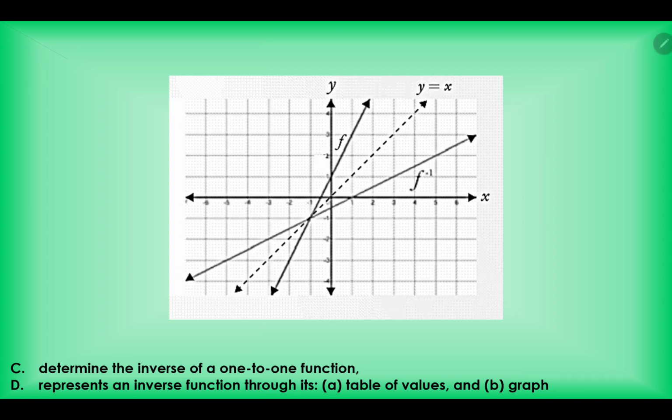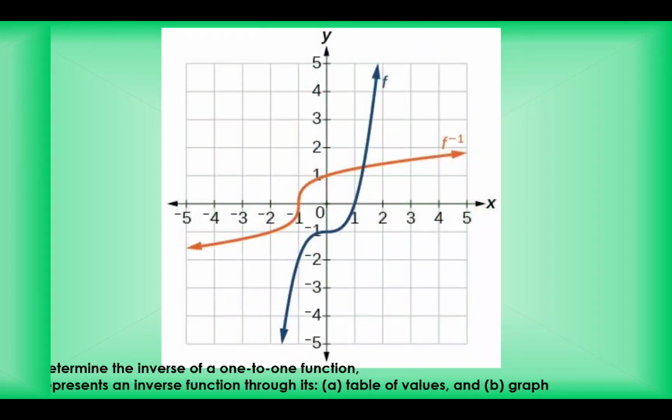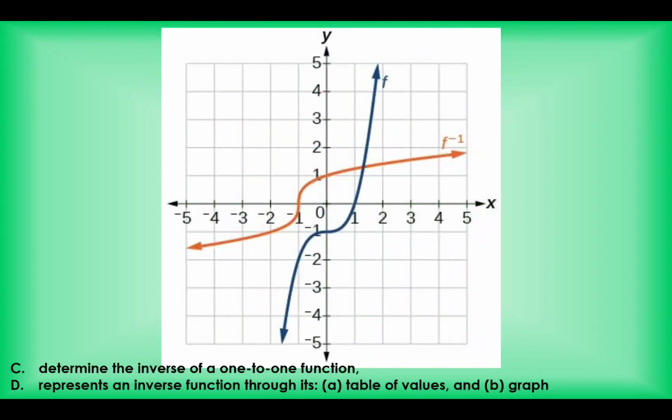Makikita natin that this graph has (0, 1) and its inverse has (1, 0). We can also see na meron tayo ditong (-3, -2) at ang ating another graph ay may (-2, -3). So they are perfectly inverse of one another. Let's go na to a more complicated graph.